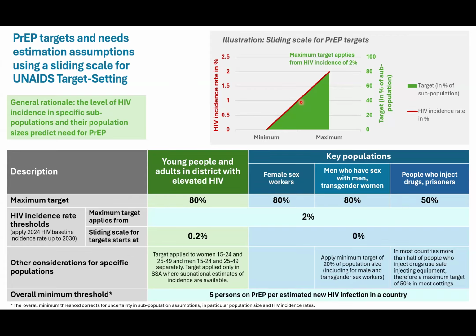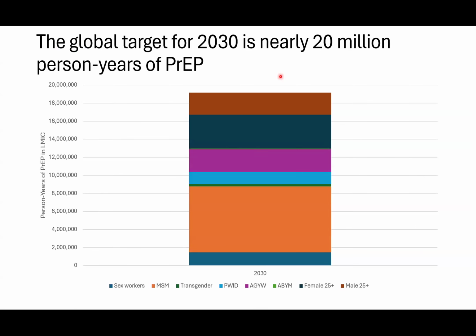And that's where these global targets come from that are in the tool. But I want to stress that you can change those if you have more detailed information about the distribution of risk within the target population in your country. So the global target for PrEP is nearly 20 million person years. And you can see how it's divided here among the different populations. So in most cases, the global target is much above where we are today. And this tool will help us understand what we need to do to get there.